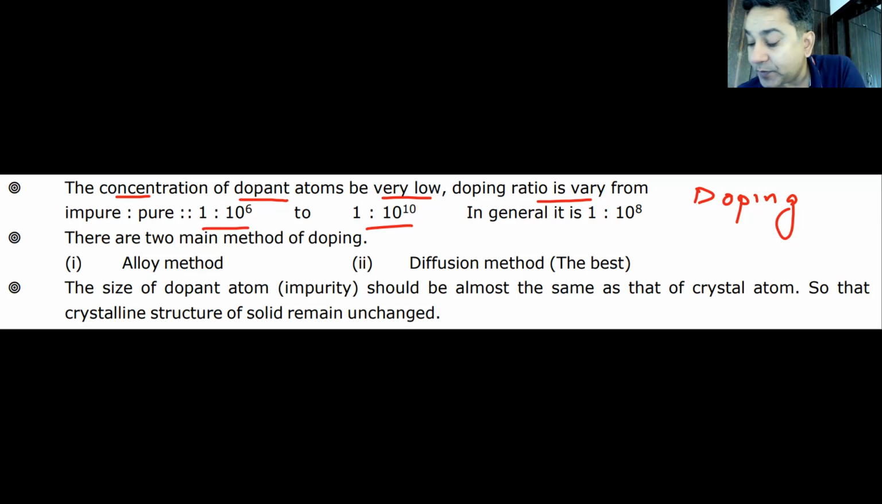There are two methods of doping. One is known as the alloy method, one is known as the diffusion method. For now, you just have to remember this. Do you understand this?